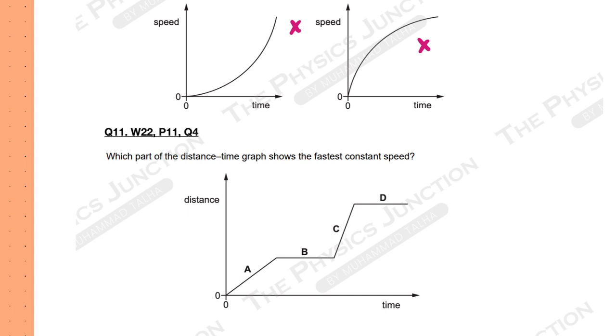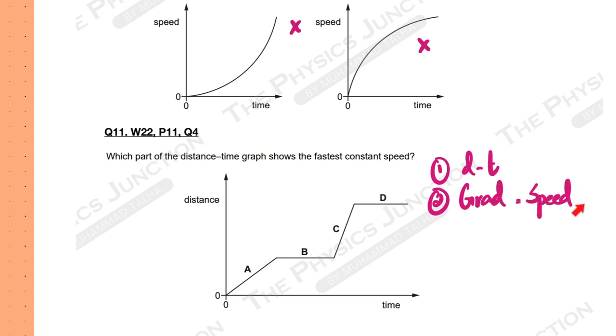Which part of the distance time graph shows the fastest constant speed? So again, distance time graph, constant speed, so I know that gradient is speed. So for the fastest speed, for the speed to be as large as possible, the gradient must also be maximum. We really have two parts where the gradient is not zero, because the gradient is zero on the horizontal lines. So it's A versus C, which is steeper, and the simple answer is that's C.